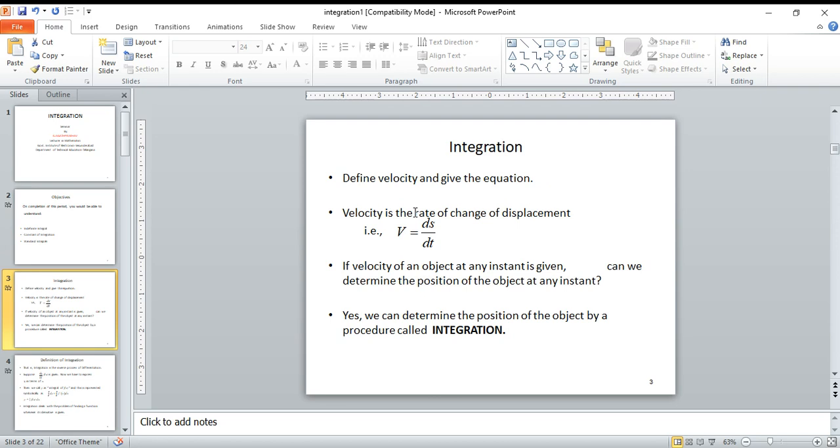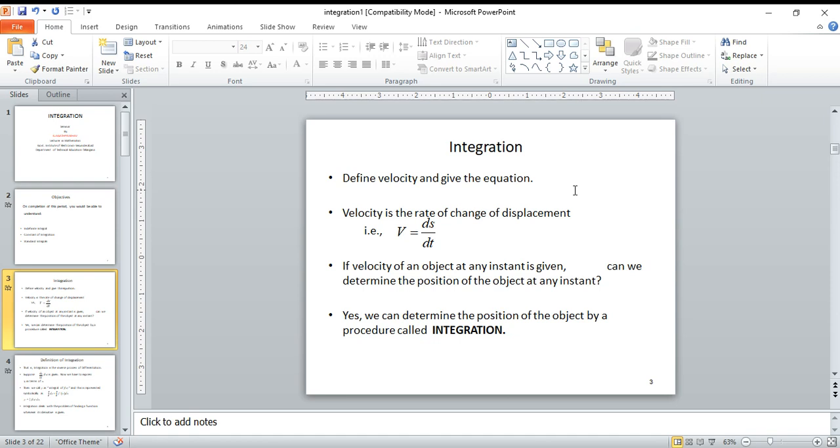Integration. Define velocity and give the equation. Velocity is the rate of change of displacement, that is v equal to ds by dt. The velocity of an object at any instant is given. Can we determine the position of the object at any instant?